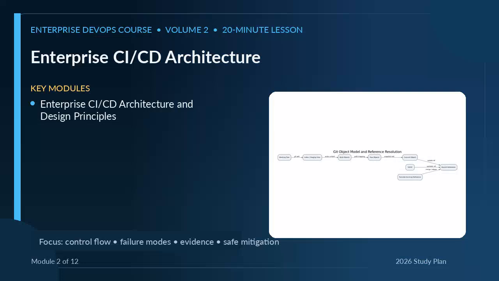Enterprise CI CD Architect. The module on Enterprise CI CD architecture and design principles establishes the following ideas. A mature CI CD platform is a product, not a collection of scripts. It needs a service owner, an availability target, a security model, a support model, and a control change lifecycle. The pipeline should provide fast feedback while preserving reproducibility, traceability, and separation of duty.